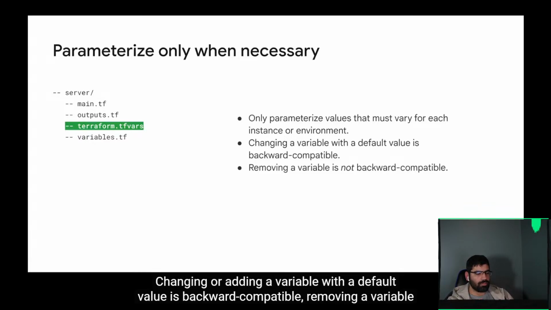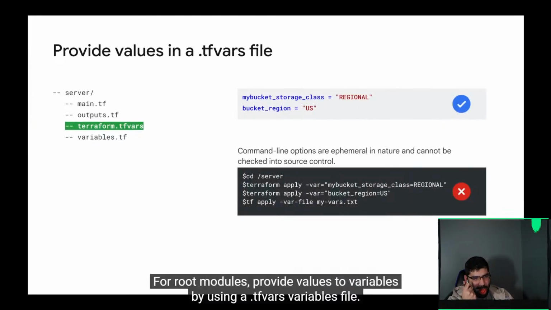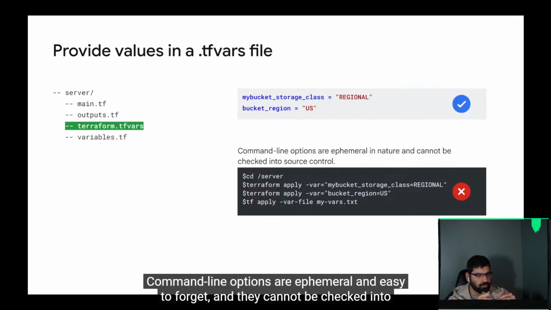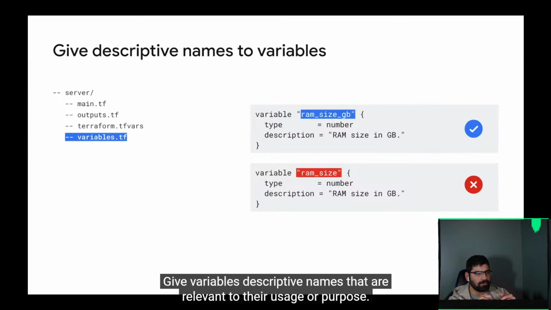Changing or adding a variable with the default value is backward compatible. Removing a variable is not. For root modules, provide values to variables using a .tfvars variable file. Avoid alternating between var files and command line options. Command line options are ephemeral and easy to forget, and they cannot be checked into source control. Default variable files are more predictable. Give variables descriptive names that are relevant to their usage or purpose.